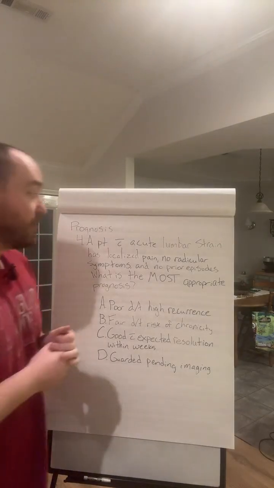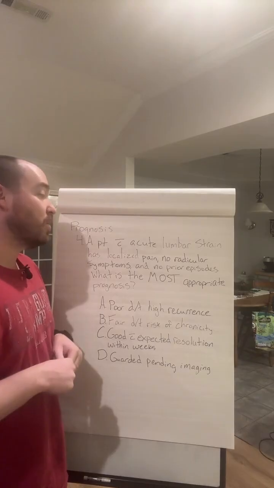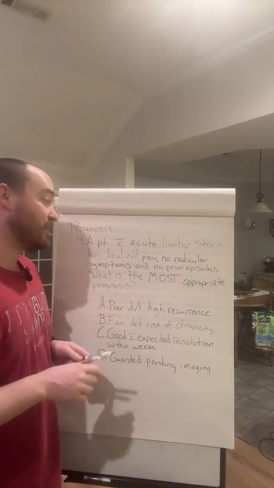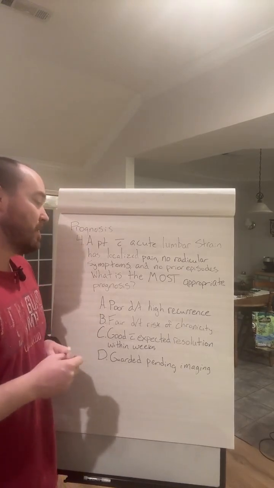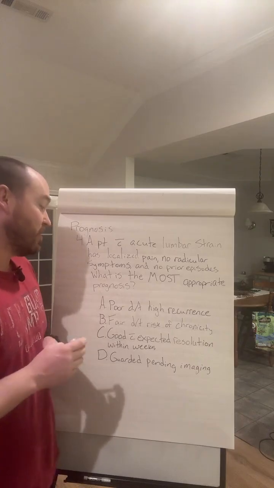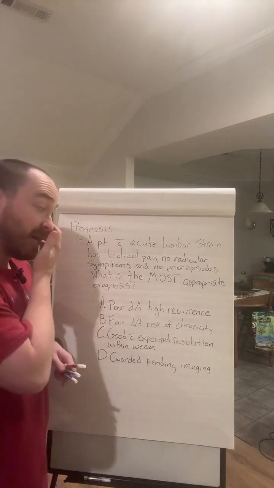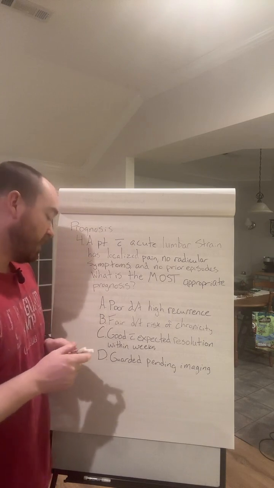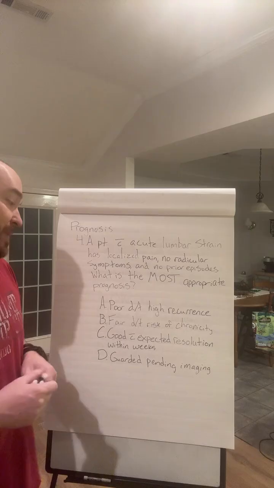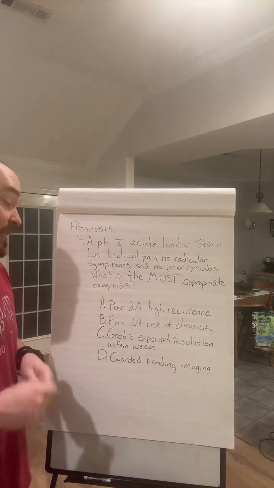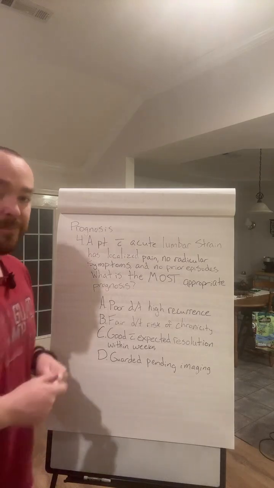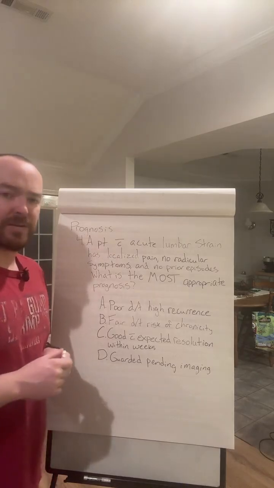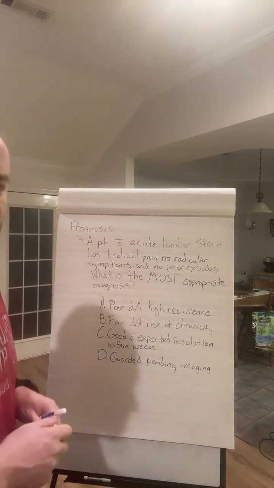Prognosis question. A patient with acute lumbar strain has localized pain, no radicular symptoms, and no prior episodes. What is the most appropriate prognosis? A, poor due to high recurrence. B, fair due to risk of chronicity. C, good with expected resolution within weeks. Or D, guarded pending imaging. Let you guys go ahead and answer your question.